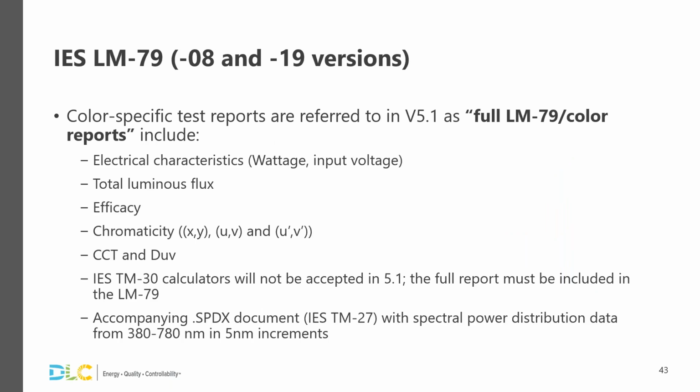Okay, to meet the spectral quality requirements, color-specific test reports are generally referred to as full LM79 color reports, and they shall include the items listed here. They include the tested electrical characteristics and then more specific color requirements. So I won't read through these here. Again, please take a look at the document for full information on what is included in those full LM79 color reports.